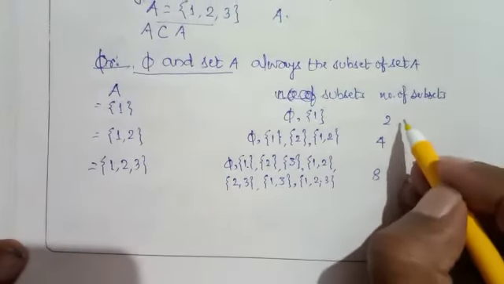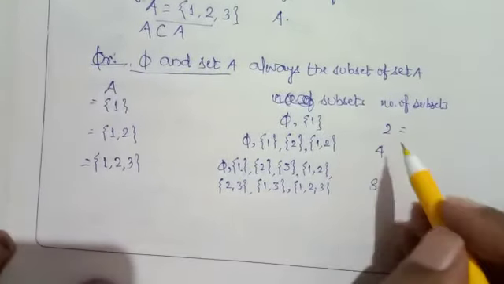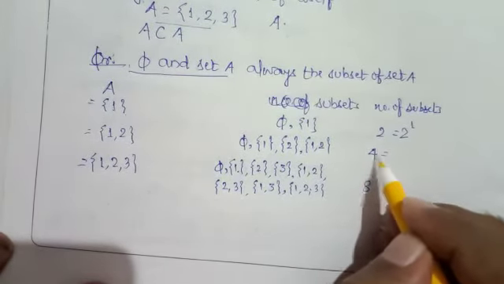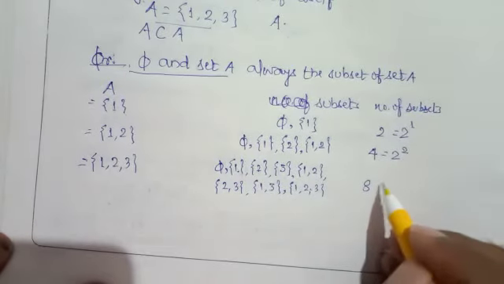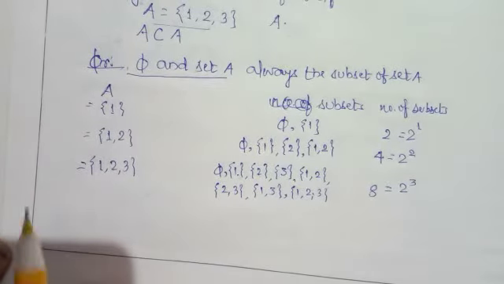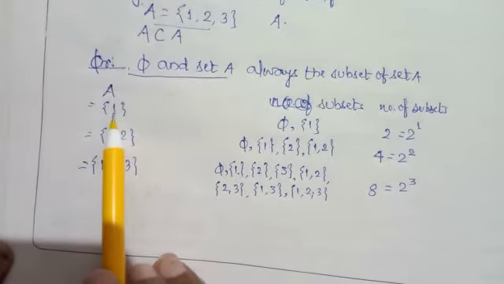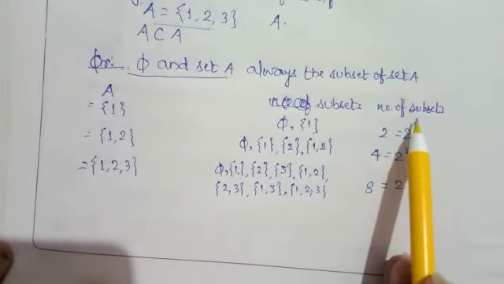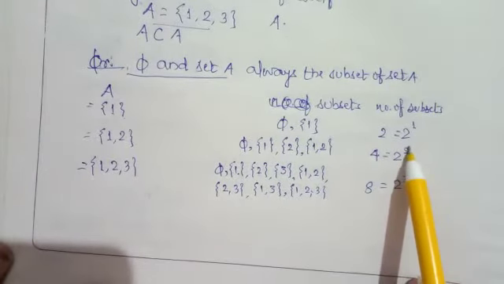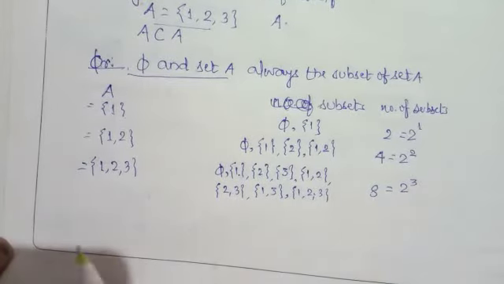Now see, the number of subsets for a set having only one element is 2. This should be written as 2 to the power 1. Similarly, 4 should be written as 2 to the power 2, and 8 should be written as 2 to the power 3. Now compare. Since set A is a singleton set, the number of subsets is 2 to the power 1. If it has 2 elements, then the number of subsets is 2 to the power 2. If the set has 3 elements, then the number of subsets is 2 to the power 3.